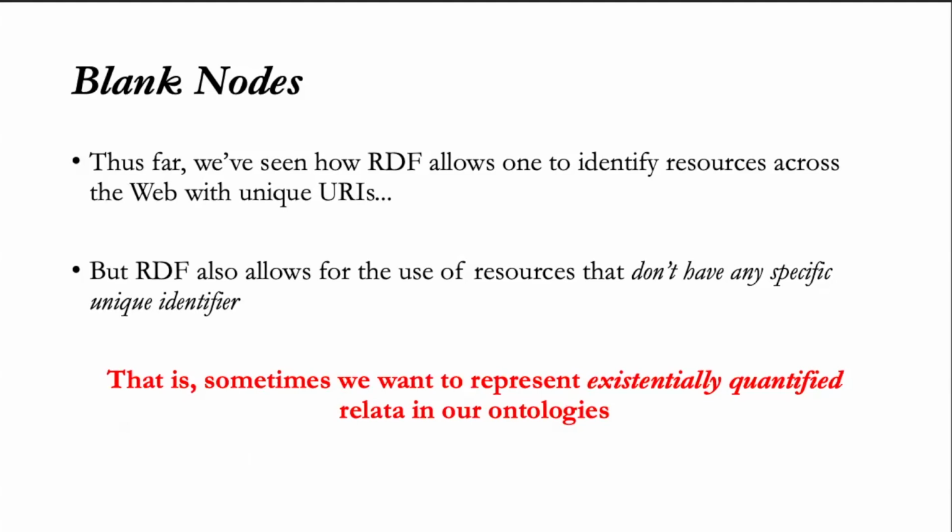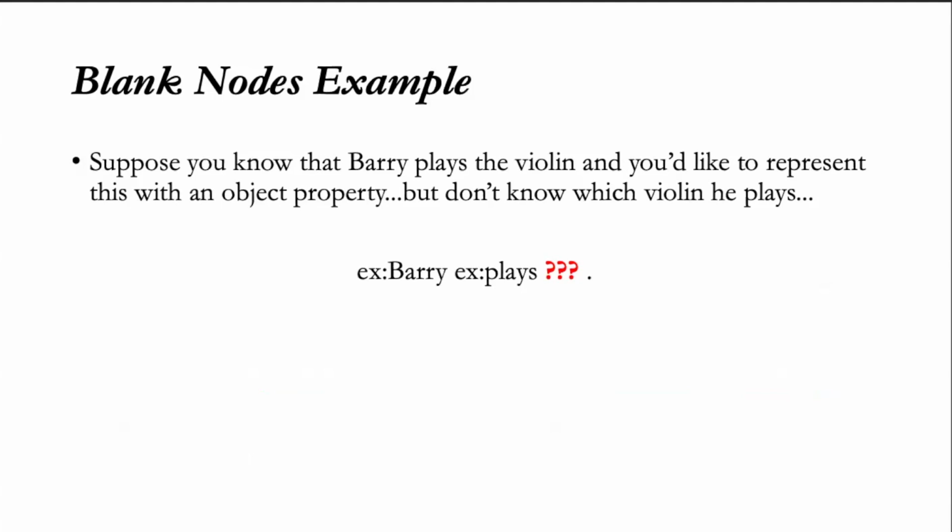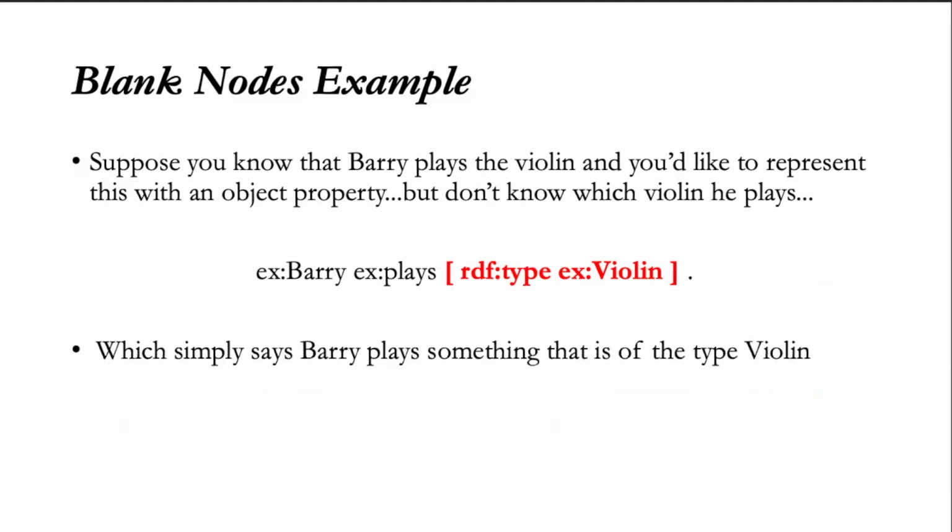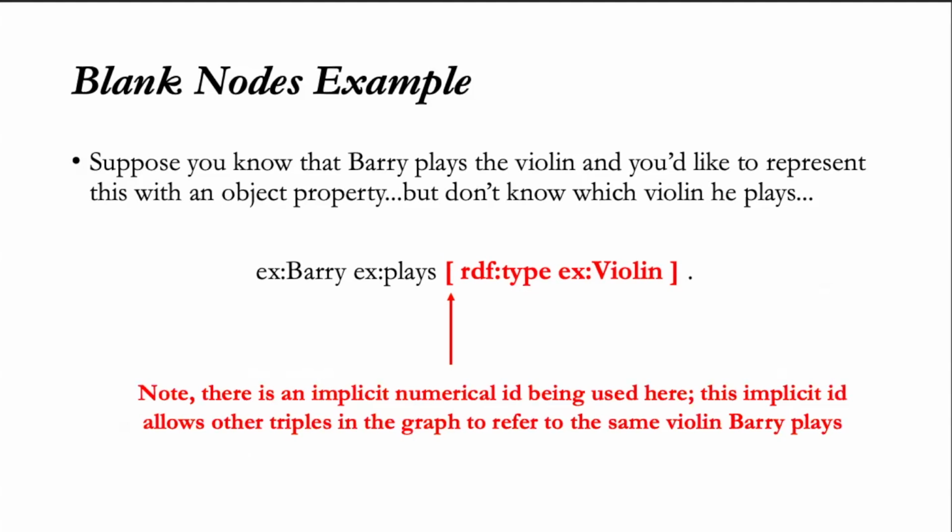Which is to say, sometimes we want to represent existentially qualified information. Here's an example. Suppose you know that Barry plays the violin and you'd like to represent this with an object property, but you don't know which violin he plays. Here's a way to get some insight into how to represent that: Barry plays [ something of the type violin ]. What does this mean? Just what I said, but there's an implicit numerical ID being used here. This implicit ID allows other triples in the graph to refer to the same violin Barry plays, even though we don't know which one it is.